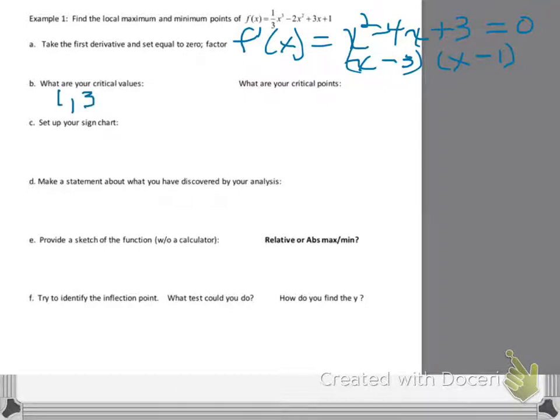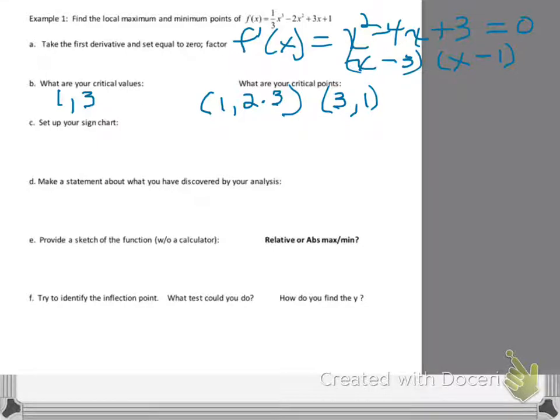My critical points I get by taking my critical value of 1 and plugging it back in the original equation for f of x, and I get a y value of 2.3. When I take my 3 and plug it back in the original equation, I get a y value of 1. Alright, now this is how you develop a sign chart.